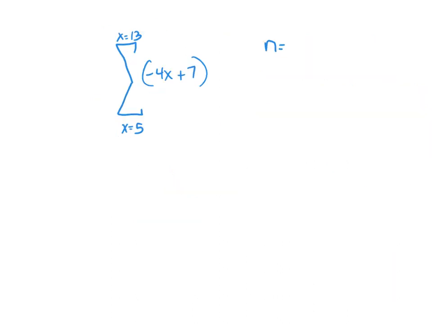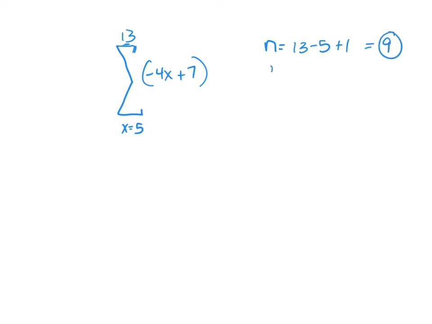Now we have the sigma notation from x equals 5 to 13. Actually, they don't put an x equals, they just put a 13 up there. Sorry. Of negative 4x plus 7. So how do I find n on your notes? You take the top number minus the bottom number plus 1, which is 9, correct?